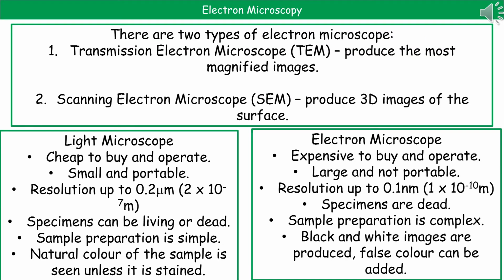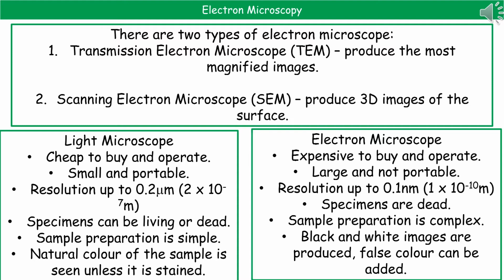We've got 2 types of electron microscope: the transmission electron microscope or TEM, which produces the most magnified images, and the scanning electron microscope or SEM, which produces 3D images of the surface. You need to be able to compare the light microscope and electron microscope.